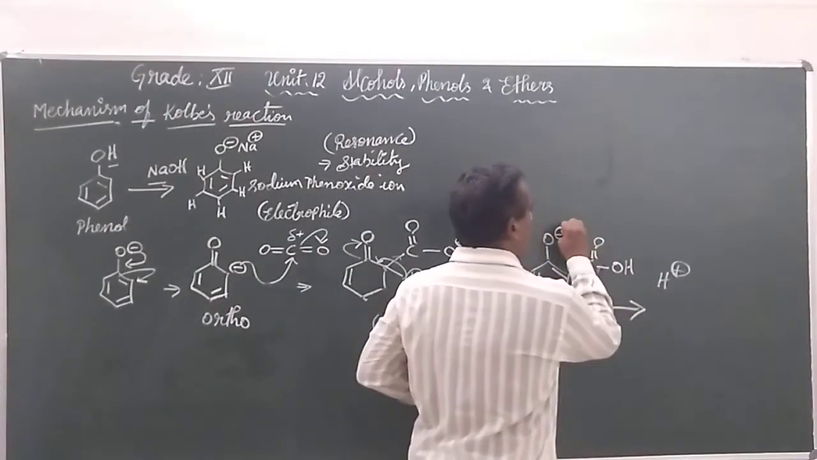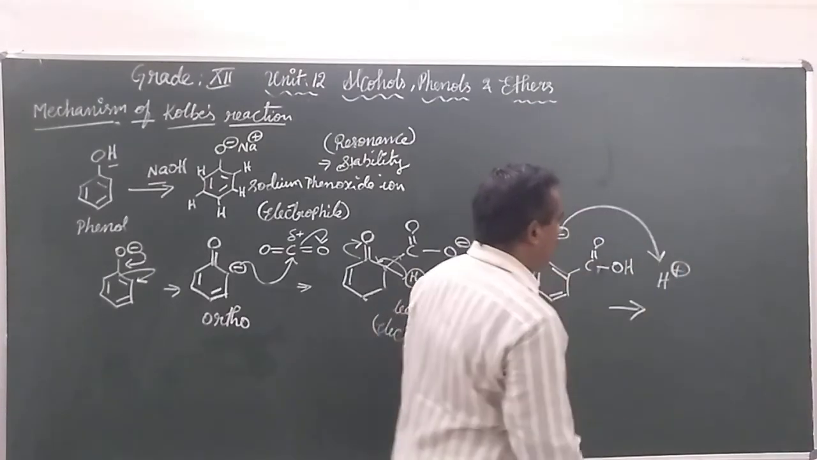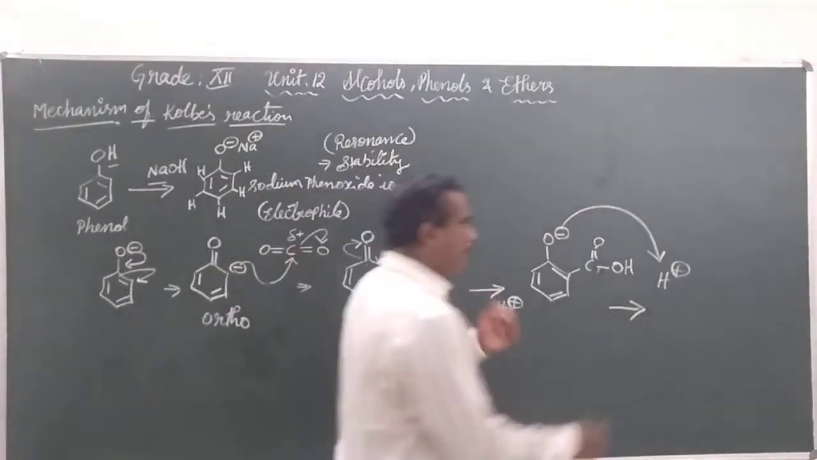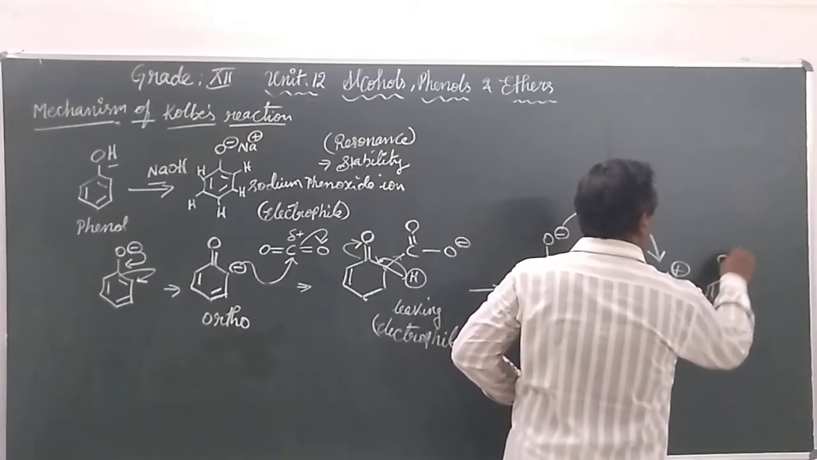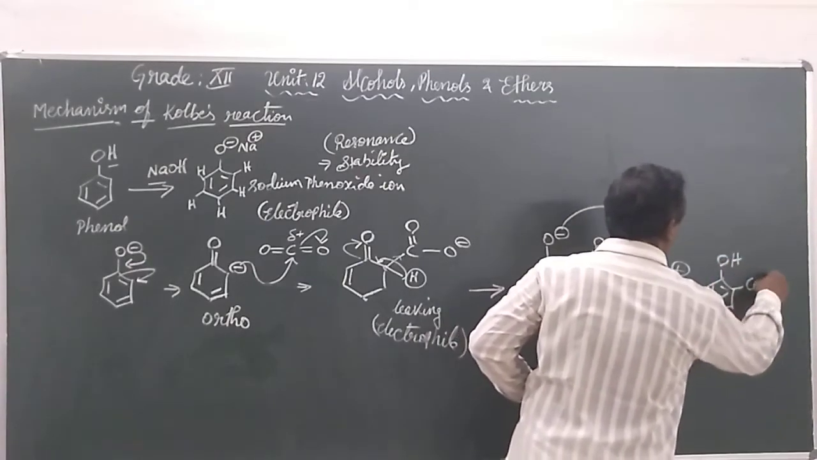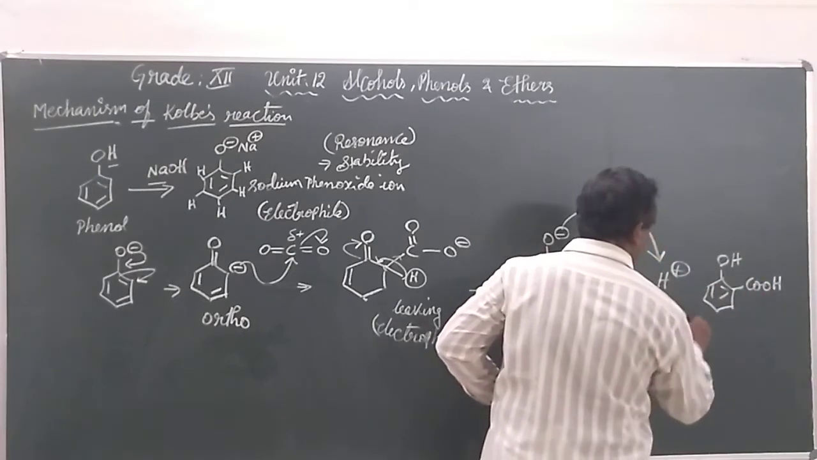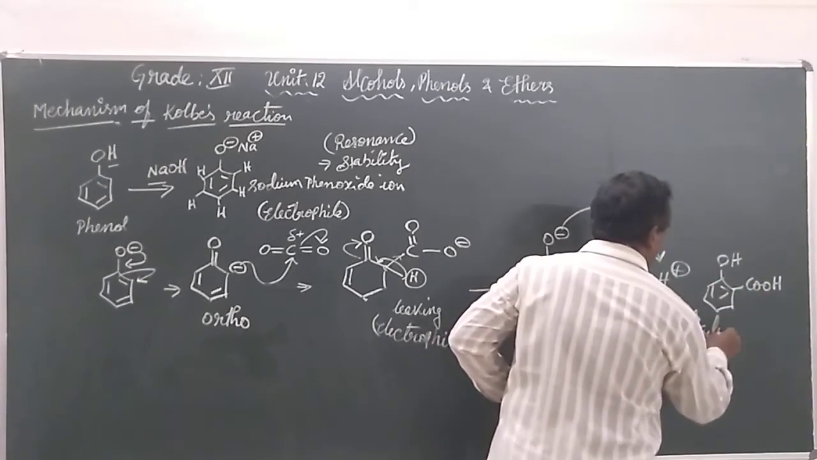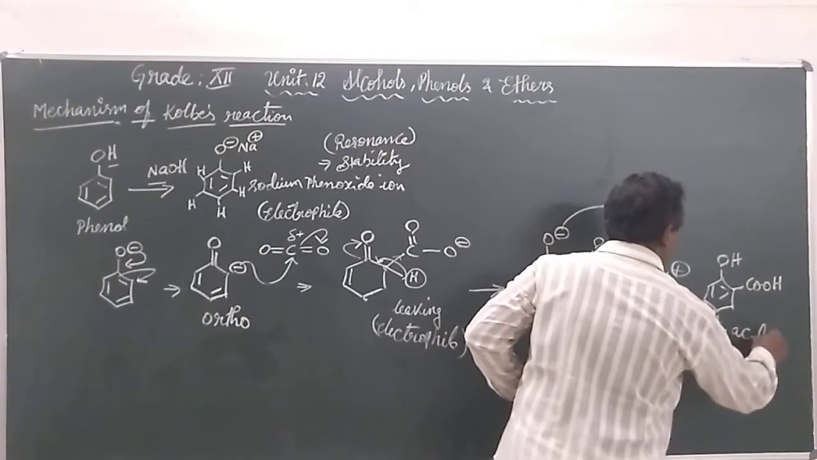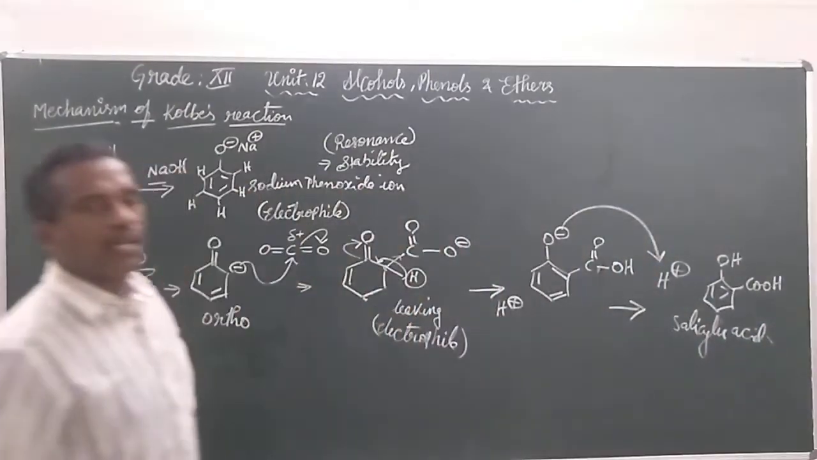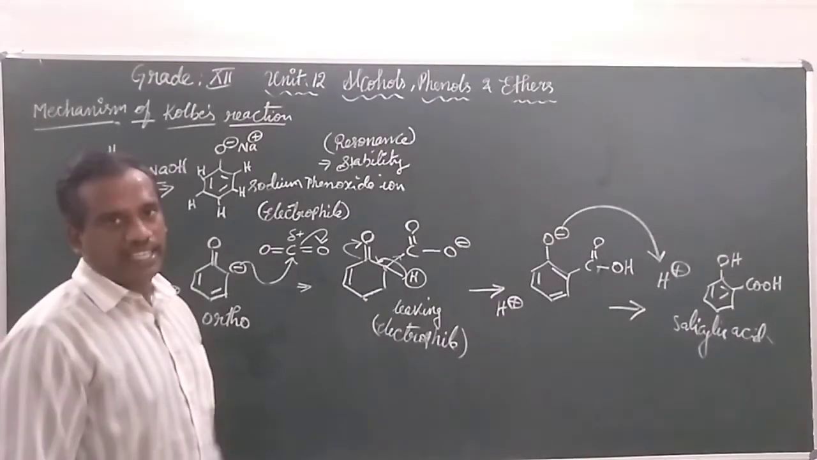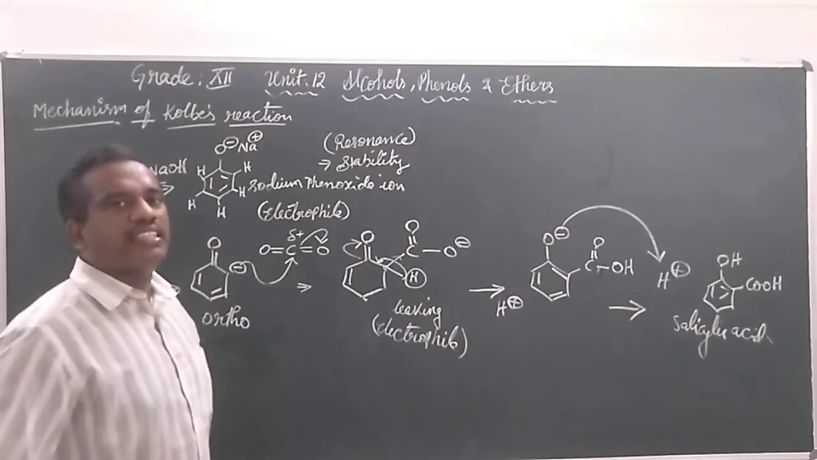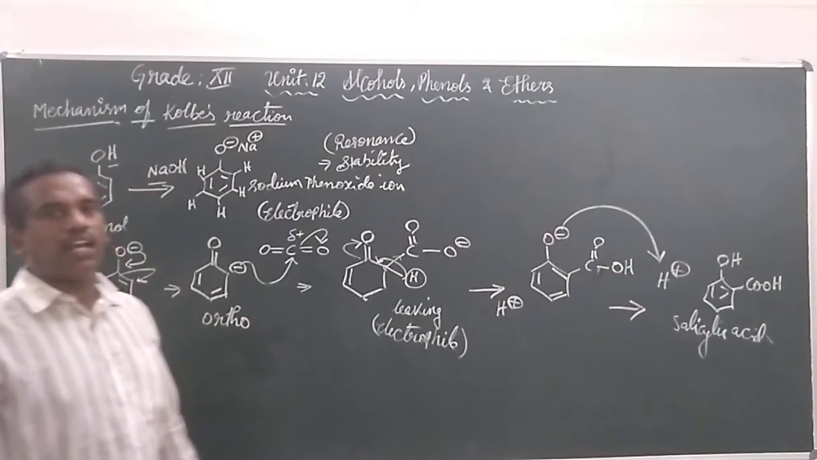That will be given for this phenoxide ion, forming OH, COOH. What do we call this as? Salicylic acid. So this is the mechanism of the Kolbe's reaction. So let us see the next most important reaction now.